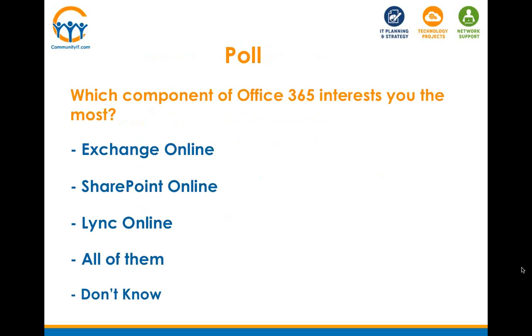Okay, let's see. Okay, which component of Office 365 interests you the most? Exchange Online, like I said, is the most important component for an organization, I think, email. So 33% there, followed by SharePoint 17%, Lync 6%, and 25% all of them. So it's good. Johanny will post those results.